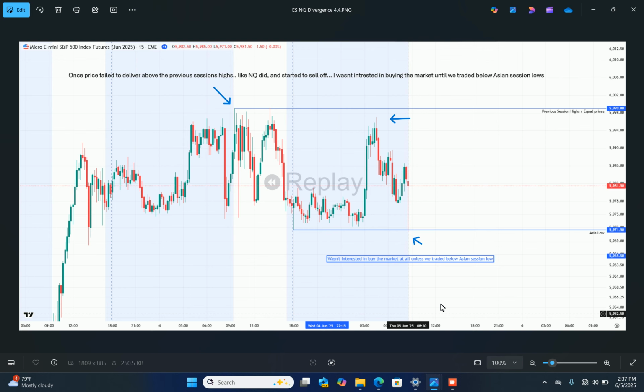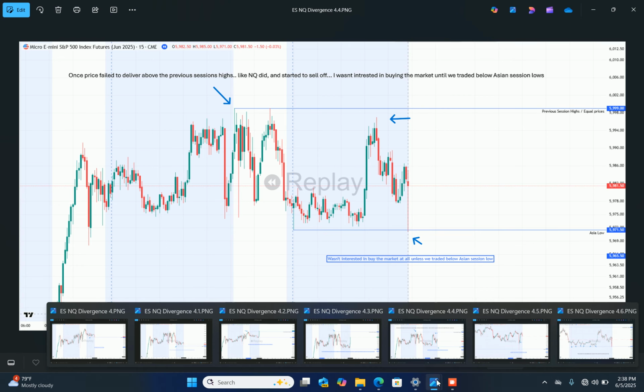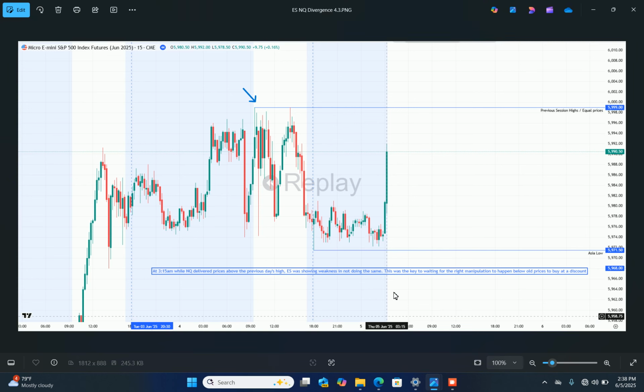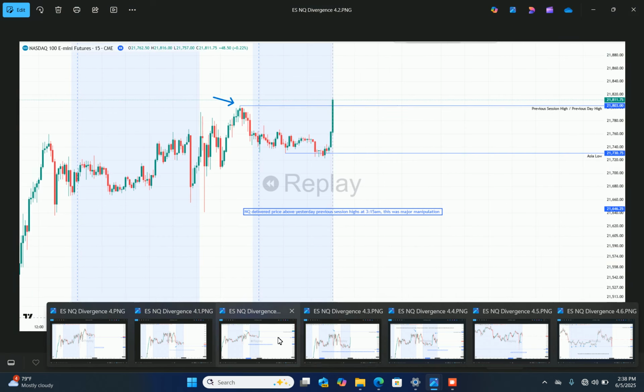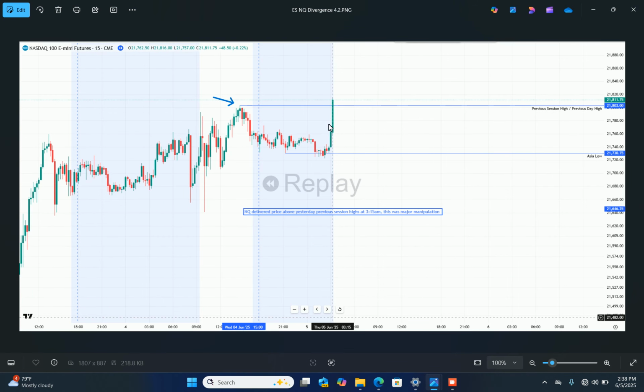And this is a big sign of manipulation going on. So here, once price failed to deliver above the previous session highs like NQ did, and started to sell off, I wasn't interested in buying the market until we traded below Asian session lows. So if we go back real quick, this is what happened at 3:15, this candle right here. When that candle happened, and then all of this action right here happened, where it just started to slow down and then sell off, the NQ already traded above those previous day highs.